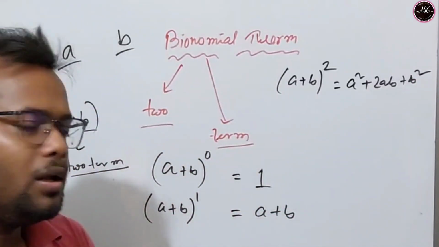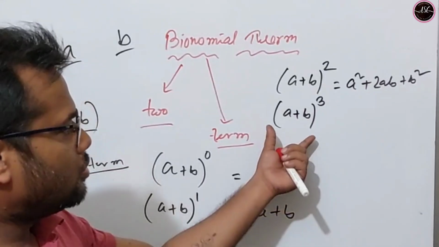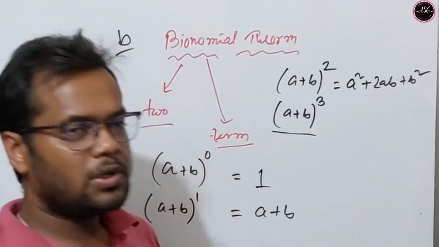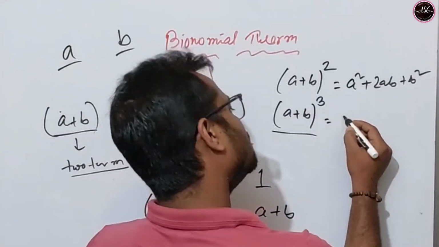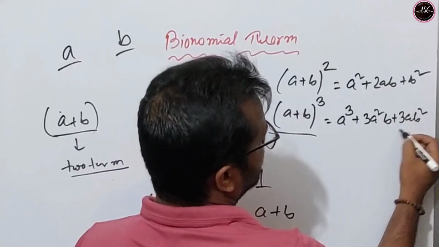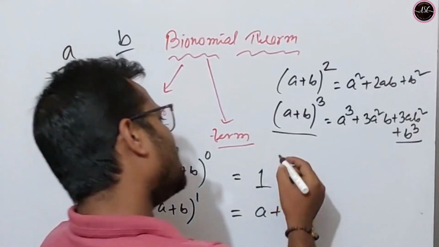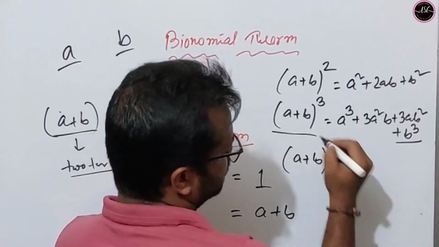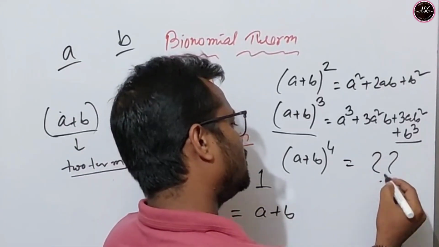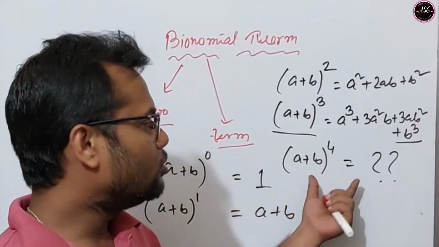Okay. Now, if we write a plus b whole cube, so the power of a plus b equal to 3. So this is the formula of a plus b whole cube. So we know a cube plus 3 a square b plus 3 ab square plus b cube. Okay. Till now, all are good. Okay. If there is a plus b to the power 4, what will be the value? Some of us know that, but maximum percentage don't know how to find that.